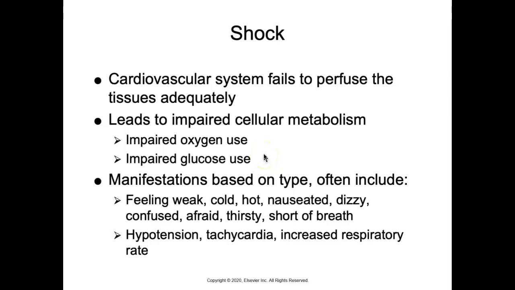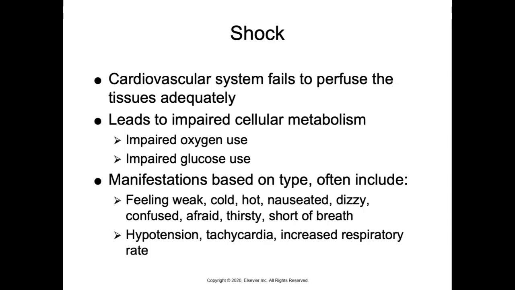So our body is really turning to anaerobic mechanisms in order to create energy for our body. And we have a variety of manifestations that depend on the type of shock that we have, but it can include feeling weak, cold, hot, nauseated, dizzy, confused, afraid, thirsty, or short of breath. We can also have hypotension, tachycardia, and increased respiratory rate. Now, if shock progresses, it can lead into organ failure and death unless the compensatory mechanisms reverse the process.